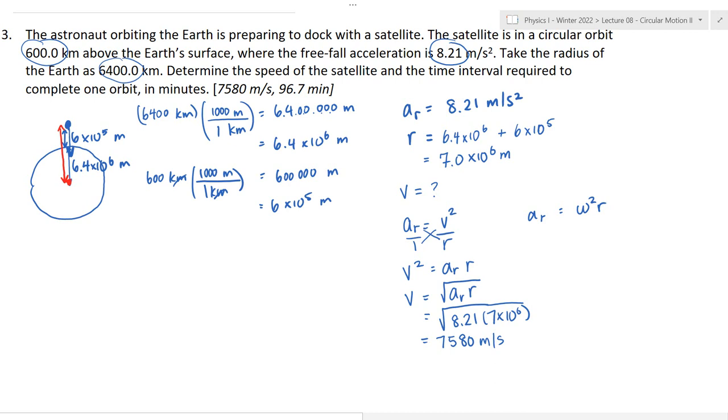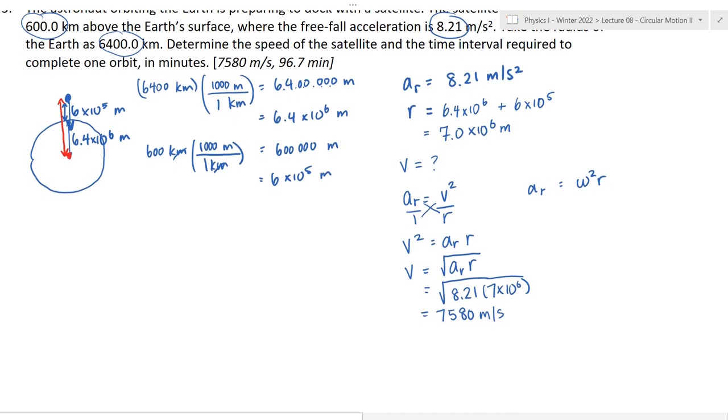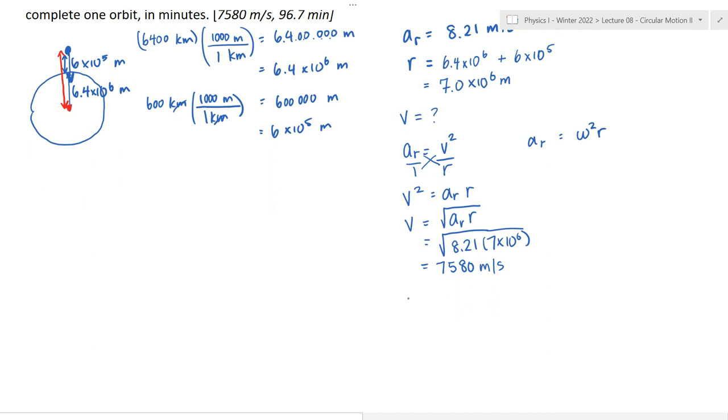The next thing is what is the time interval required to complete one orbit. So the time to complete one orbit is the same as saying what is the period. And we can figure this out by first finding the omega. Okay, so let's see what happens. So we know the V and we know the R, so we should be able to figure out the omega. So we have this equation, V equals omega R. So to get the omega, it equals V over R.